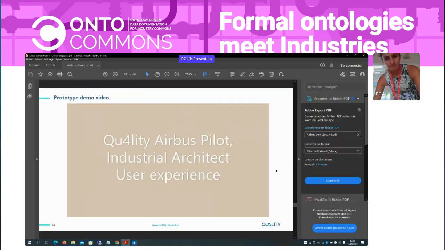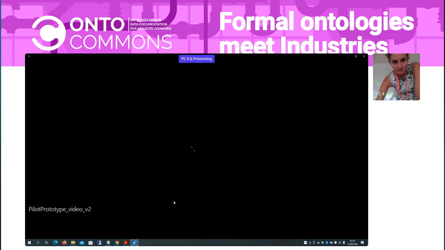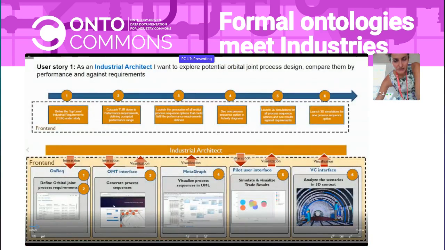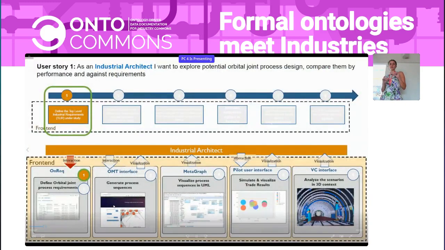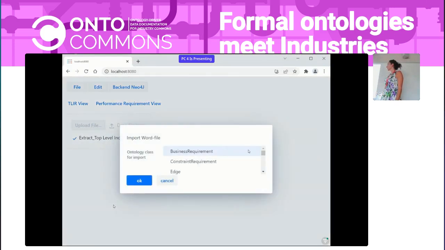And just to see how that looked at the end. So this is the prototype. This is what the final user would see, the industrial architect. As a first step, he will define the requirements. So here he goes to the on-rack interface. He uploads the information that he receives, text-based, about the requirements, the top-level industrial requirements that he needs to fulfill.